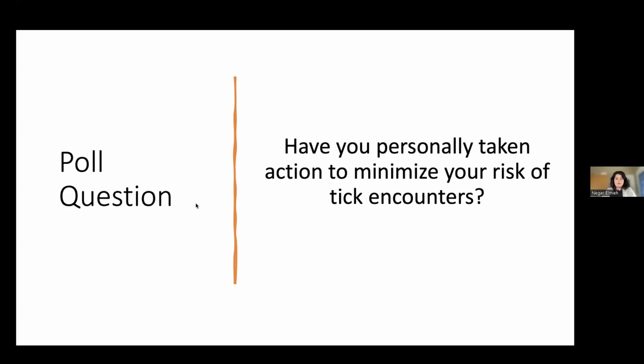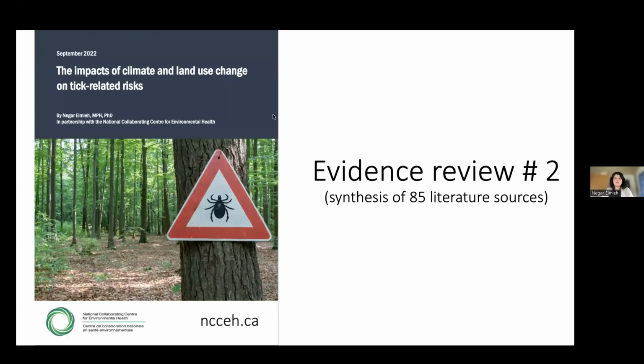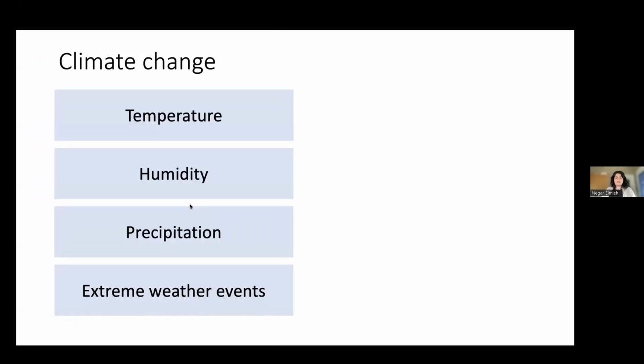So moving on, we're going to move to the next evidence review, which is looking at the impact of climate change and land use on tick-related risks. And when we look at climate change, there's really 4 direct variables that we're considering: temperature, humidity, precipitation, and extreme weather events.